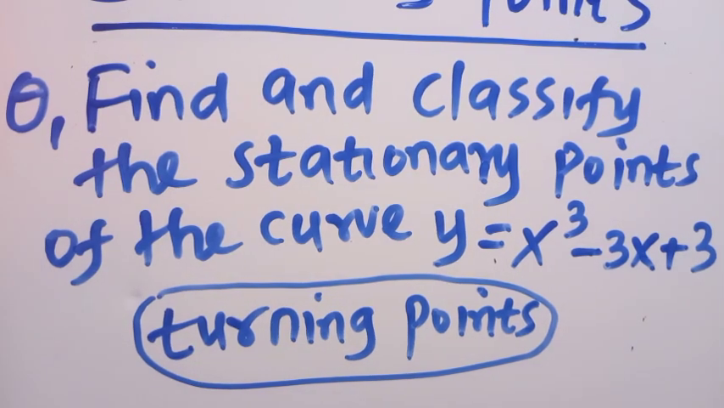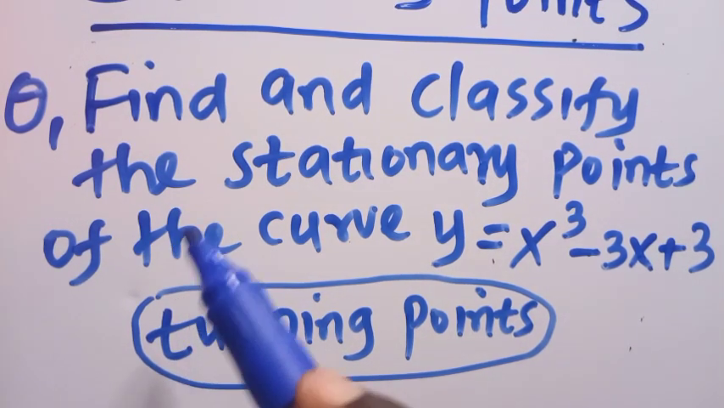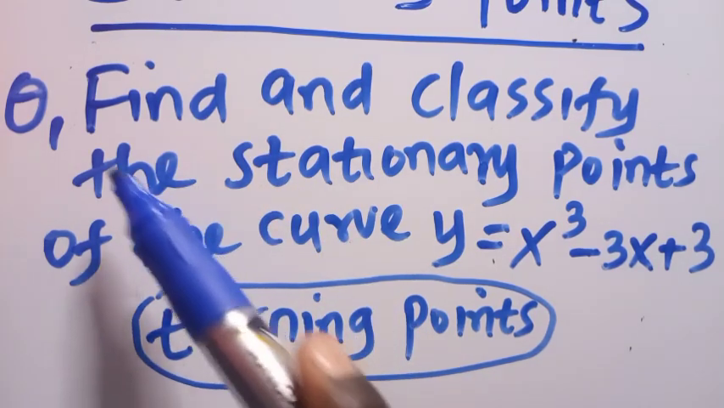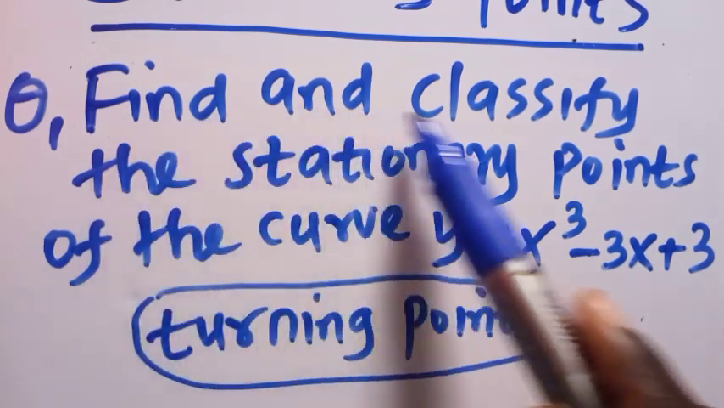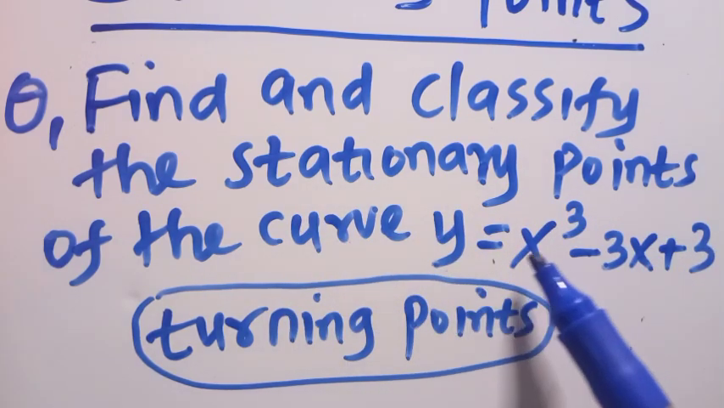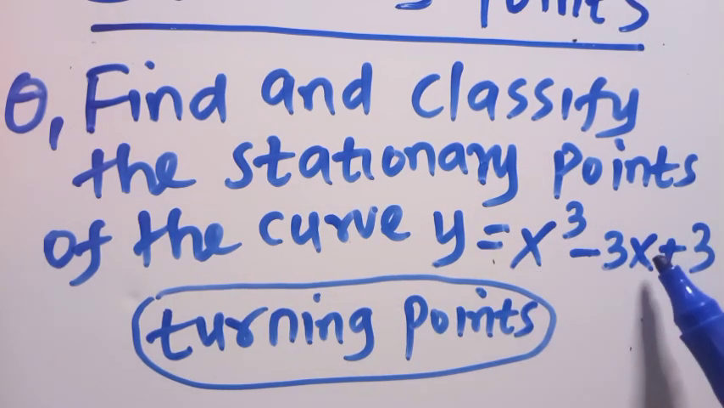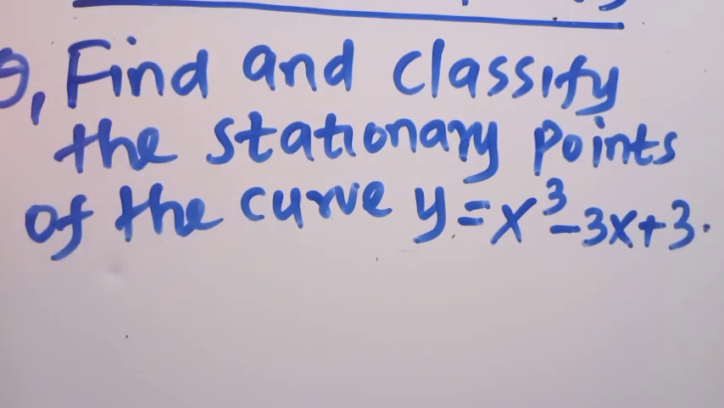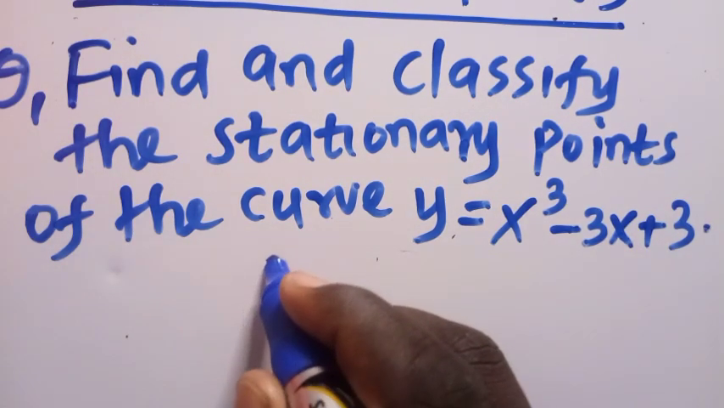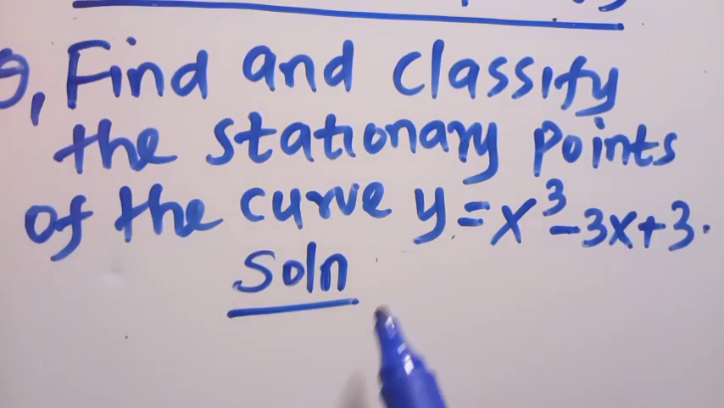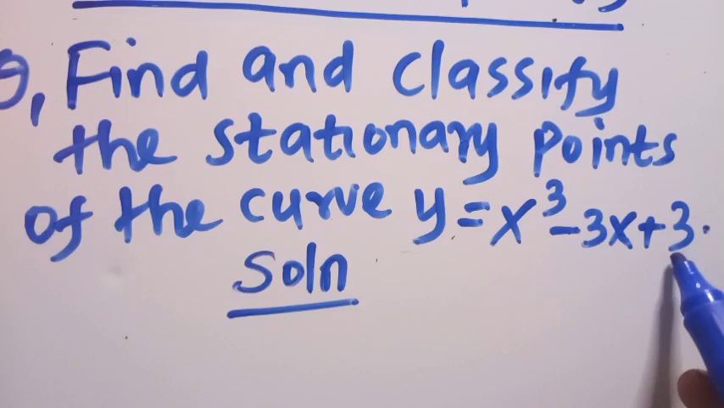Now, I want us to look at this question and try to solve it. The question is: find and classify the stationary points of the curve y equals x cubed minus 3x plus 3. Let us have a look at the solution. This is the equation of the curve.